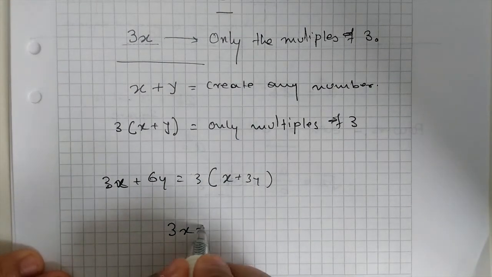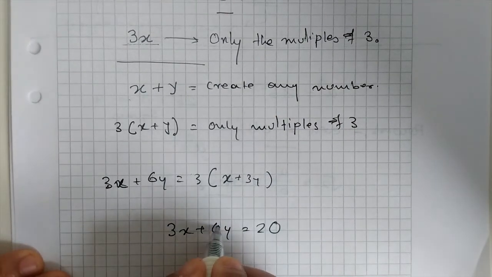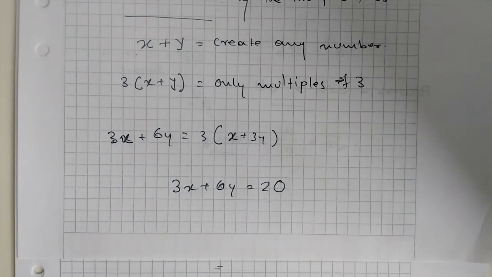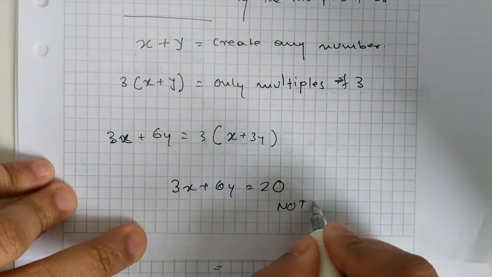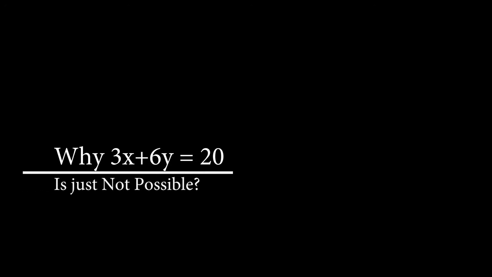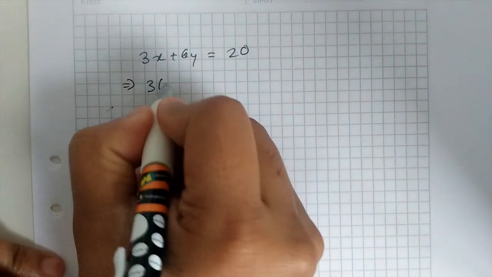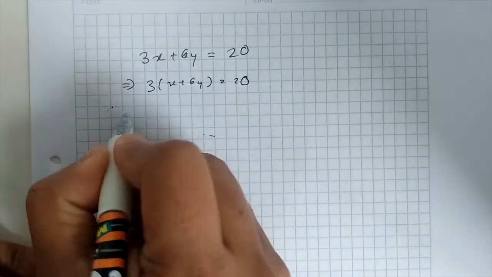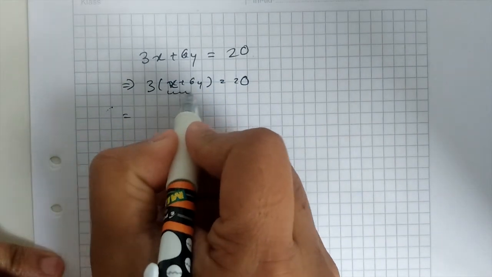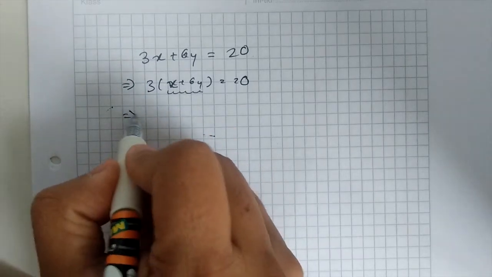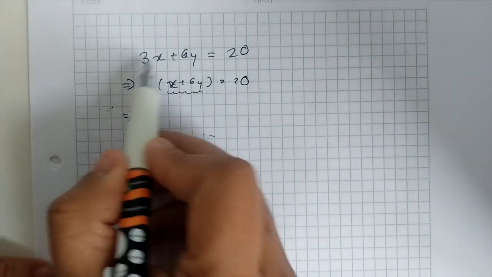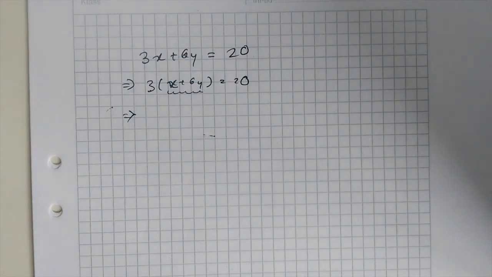But can we create 3x plus 6y equals 20? Is it possible that 3x plus 6y equals 20 when x and y are only integers? It is not possible. Because 3x plus 6y can be written as 3 times x plus 2y, whatever number we take inside here will always be multiplied by 3. Therefore, 3x plus 6y as a combination must be equal to a multiple of 3. But 20 is not a multiple of 3.